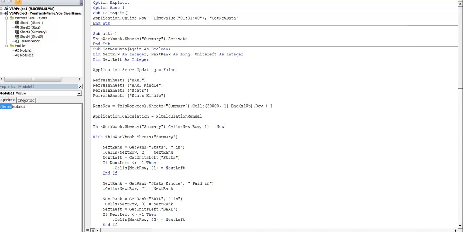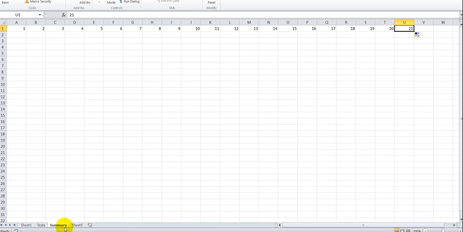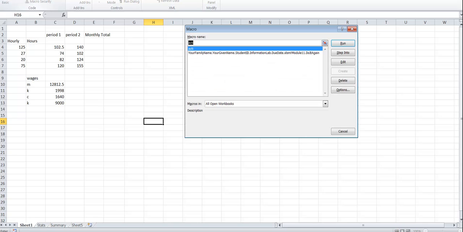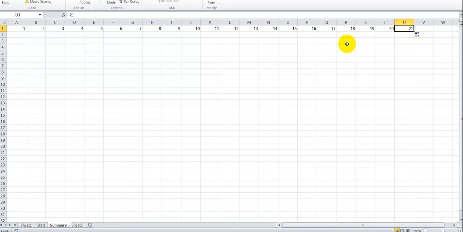Let's start out, because I said what it's supposed to do is activate the summary sheet. Let's click on this, and then see what happens when we run that macro. You can run it from here, I guess. You go to macros, and there it is, acti. Let's run it. So it activates summary.